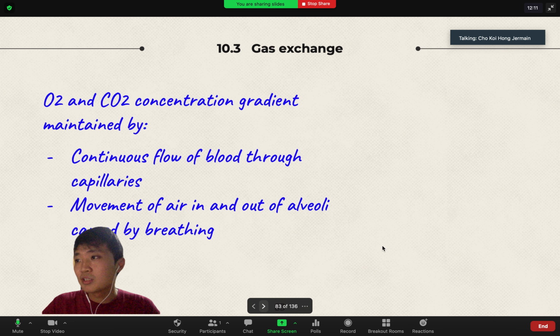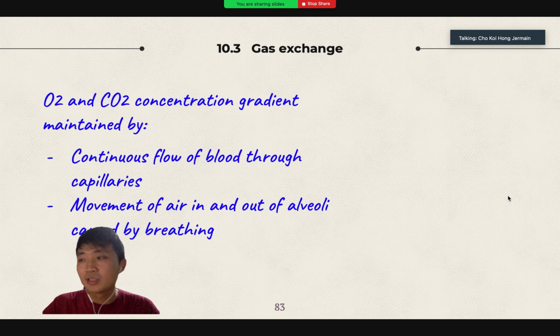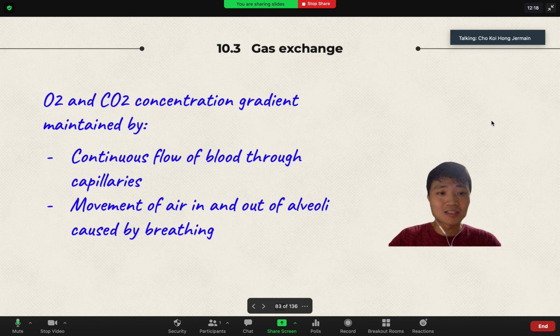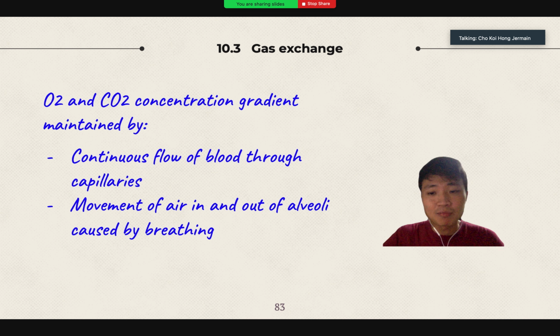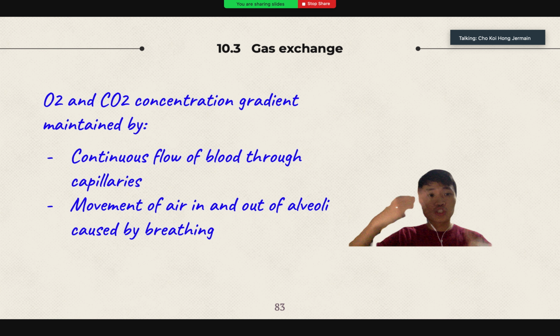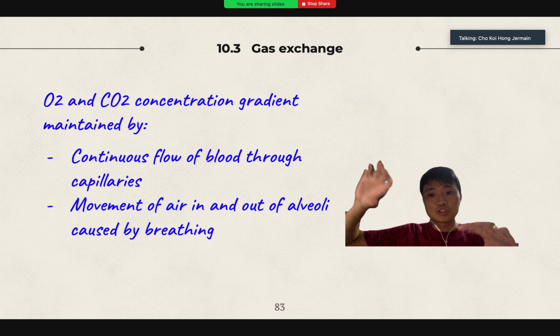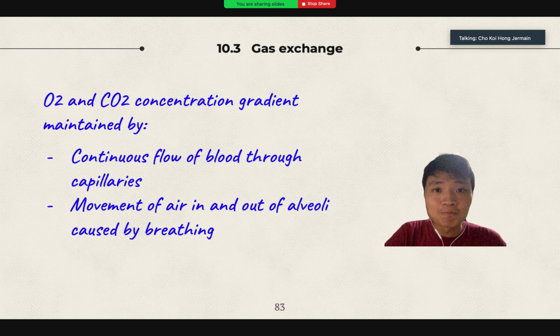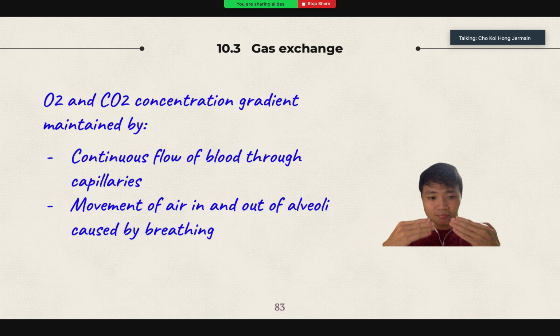Now, before we move on into the part on your notes, I want you to write this down. Pause the screen here first and copy this down. Now, the oxygen and carbon dioxide concentration gradient, correct? That means you want the air to keep exchanging, so the blood can get oxygen and the carbon dioxide can diffuse into the alveolus. So how is it maintained? Number 1, continuous flow of blood through the capillaries, and number 2, the air moving in and out is caused by breathing. So there's a continuum of air going in and out.